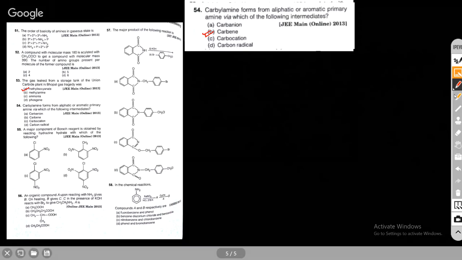Yes, 55 is C. Correct. 55 is C because hydrazine hydrate is NH2 NH2 dot H2O. So when this hydrazine hydrate, see here, option C I am taking, because Bosch reagent we know it is 2,4-DNP. That is the information you should have. So we have to form this. I'll write down the structure of the product first. NO2, NO2, and here we should have NH dot NH2. This is 2,4-DNP or Bosch reagent. So this we can form by this reaction.